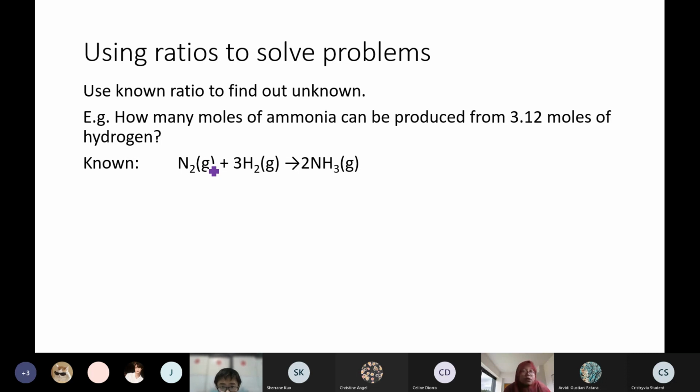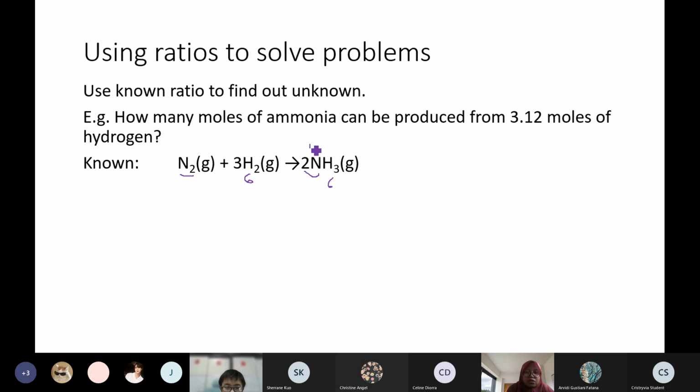The first step, we have to check whether this equation is balanced or unbalanced. There are 2 nitrogen atoms and also 2 nitrogen atoms, so nitrogen is balanced. And how about hydrogen? 3 times 2 is 6 hydrogen atoms, and 2 times 3 is also 6. It's already balanced.